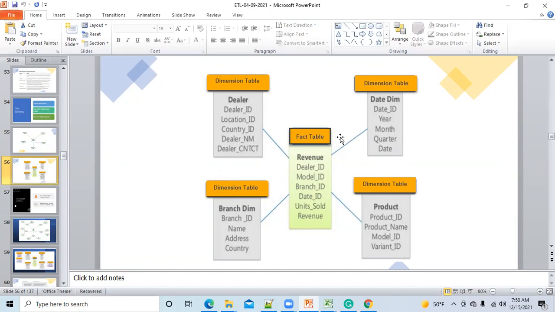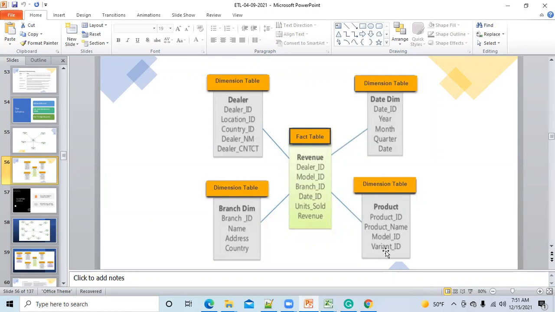Then you have branch ID. More information about the branch ID you can get in this branch dimension table, right? Because here it is just showing you the branch ID. But if you want to see the branch name, you have to go to this table. If you want to see the branch address, this table will give the information. Branch country, you will get from this table. Similarly, if you want information about the product, you can see the product name, model ID, variant ID, everything is present here.